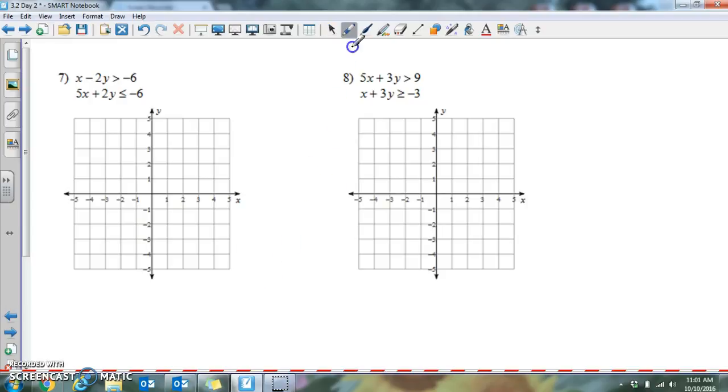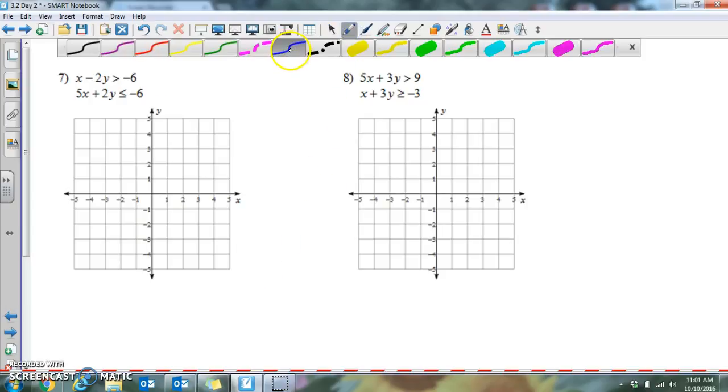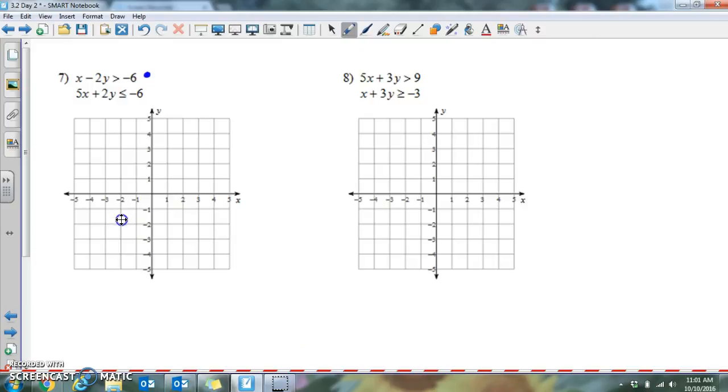Okay? So, on number 7, I'm going to do the first one in blue. I'll do the second one in red again. Now here's the tricky part about number 7 and number 8. You have to bring this down and you have to put it in slope-intercept form. So I'm going to subtract x from both sides.